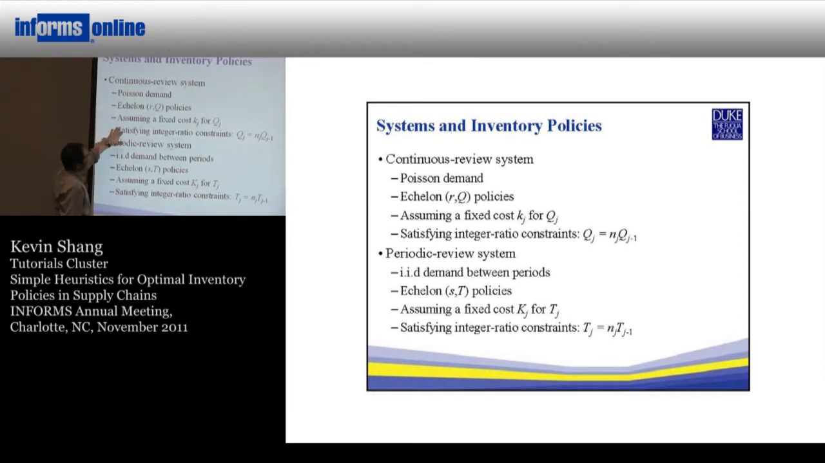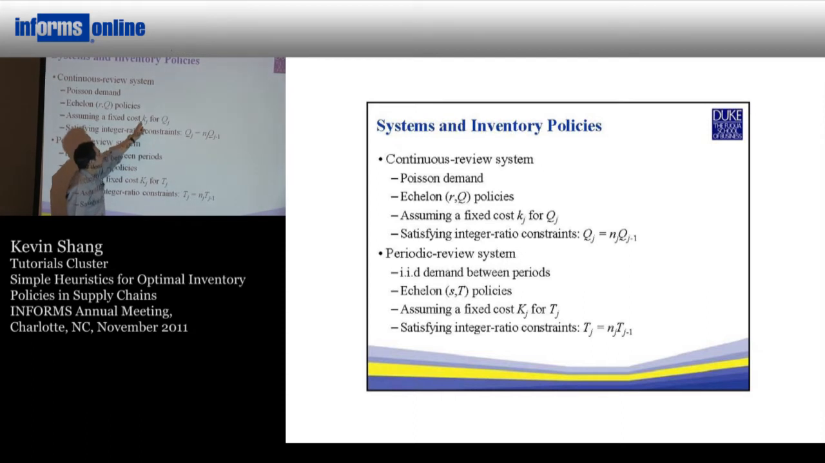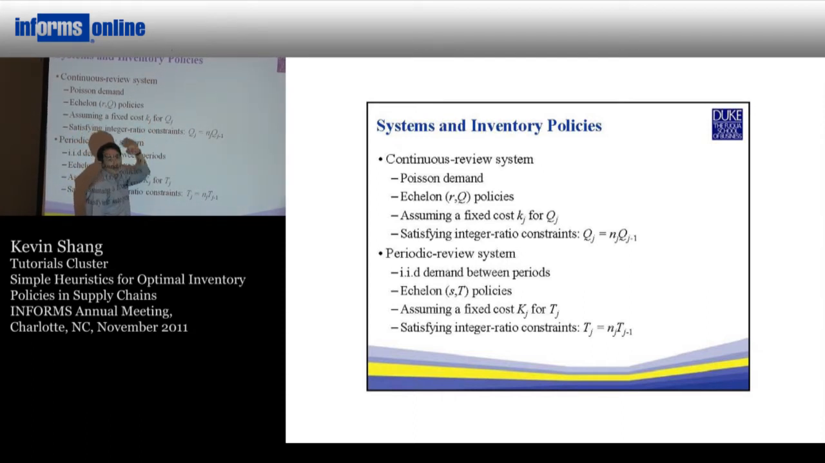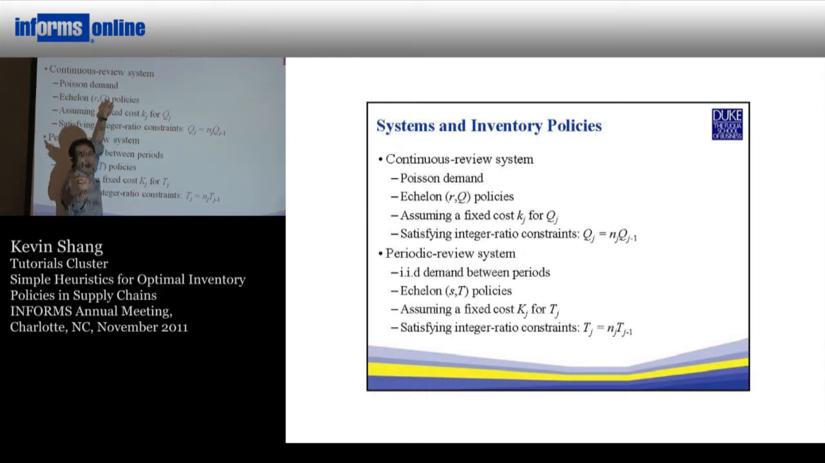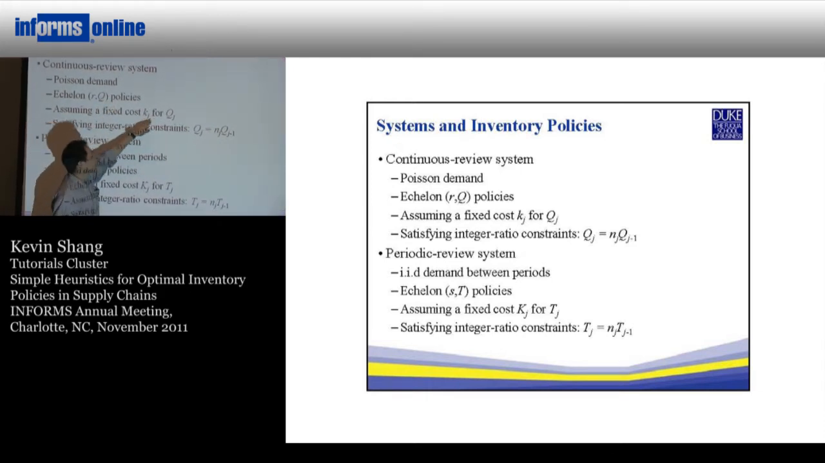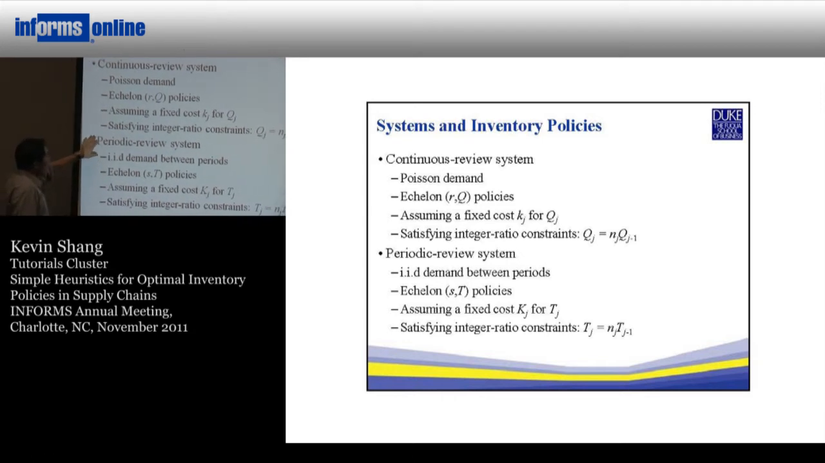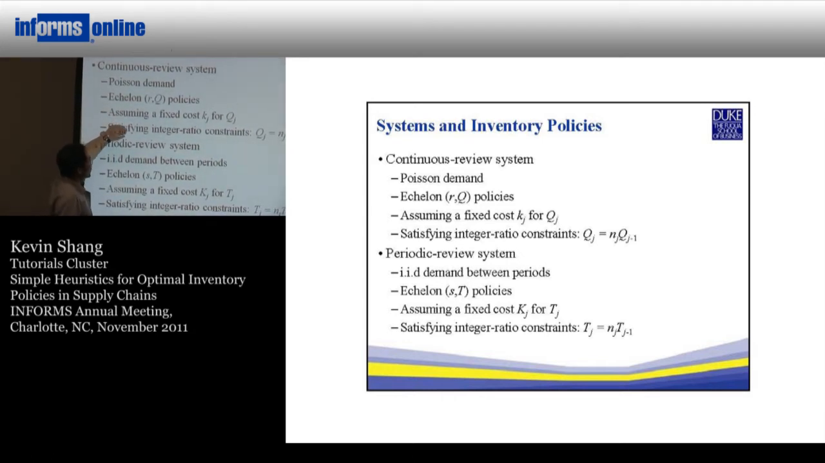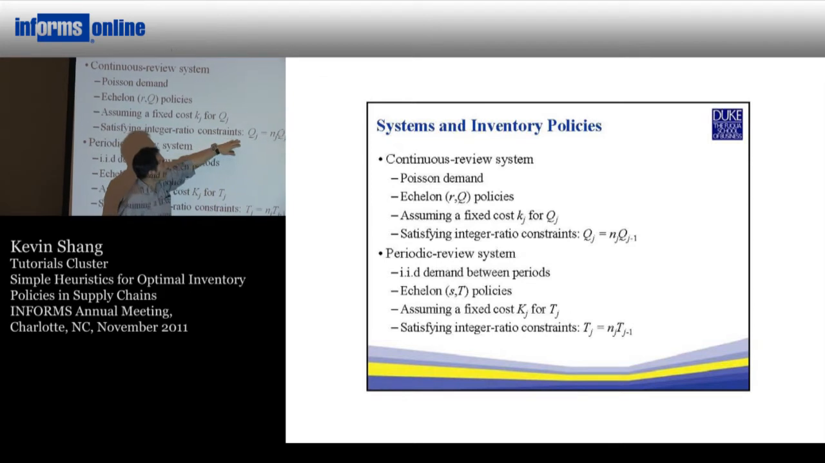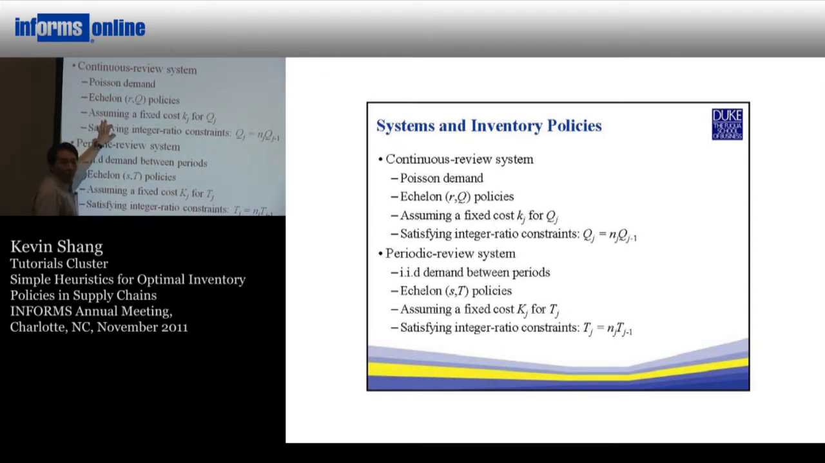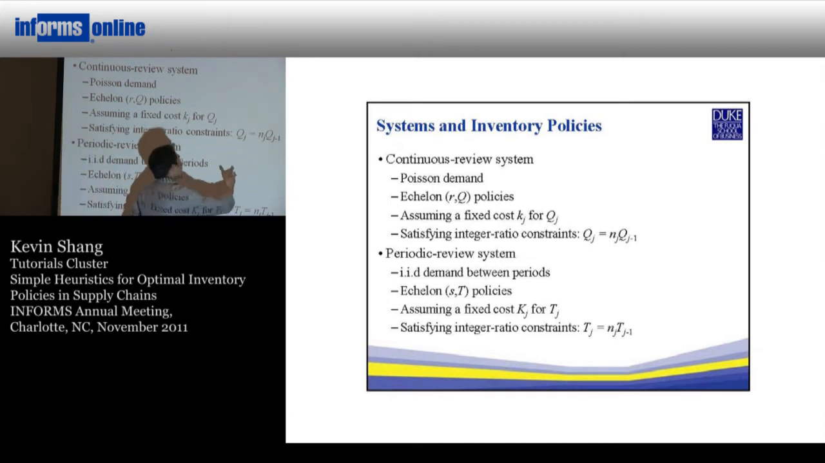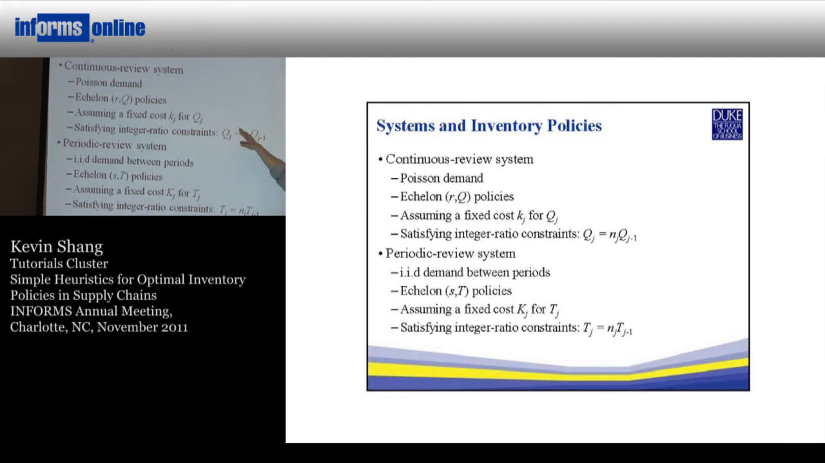And we assume there's a fixed order cost, using small kj for each batch. R is the reorder point, and Q is the order quantity or batch. I'm going to use batch later. And we assume the order batches satisfy integer ratio constraints. This is not just an assumption. People have already done some studies showing that for the serial system, this kind of batch setup is more efficient than all other possibilities.